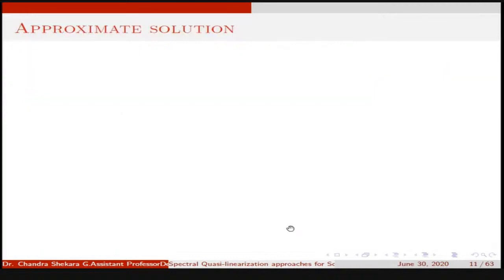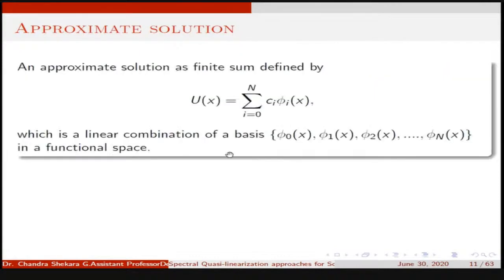So the first step is to approximate the solution. How to approximate the solution is given here. Approximate the solution of this differential equation as a finite sum of some basis functions. So you take u of x as the summation i equal to 0 to n of c i times phi i of x. It is a linear combination of some basis functions from the functional space.